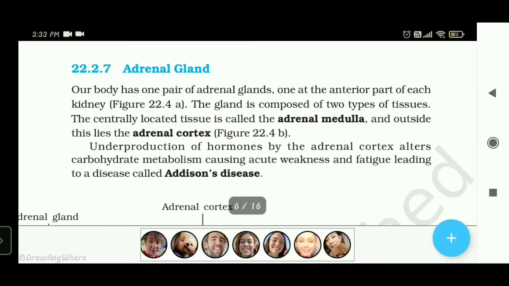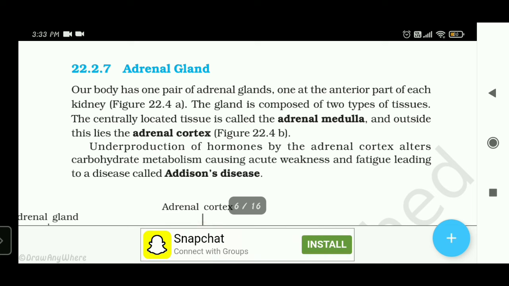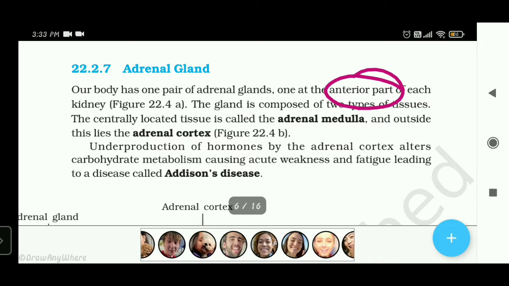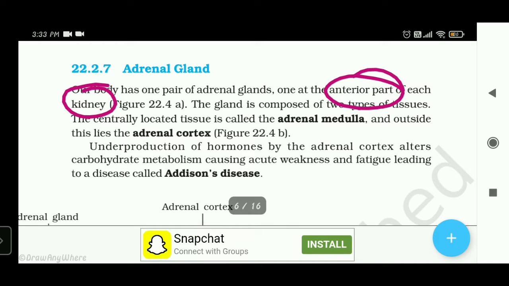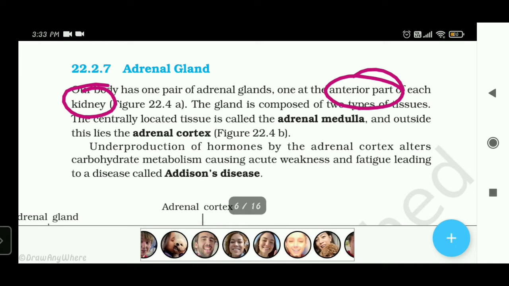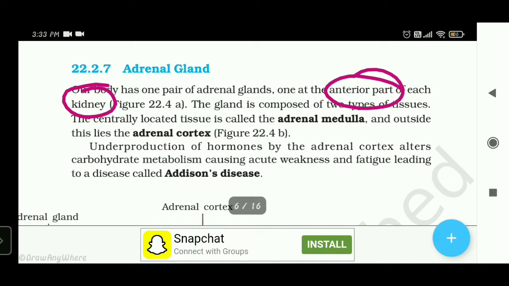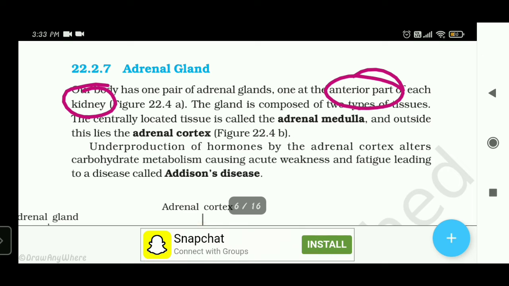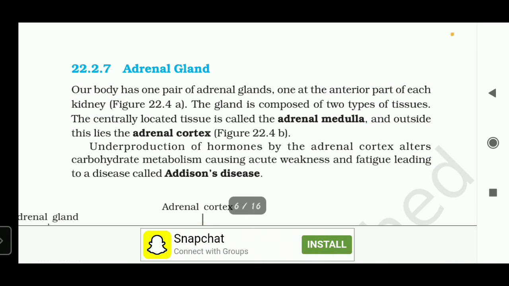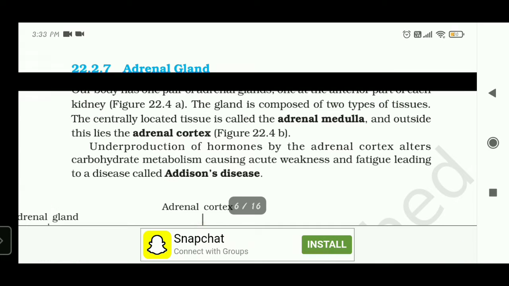Our body has one pair of adrenal glands. Each kidney will have one adrenal gland, and it is present at the anterior part of each kidney. And the gland is composed of two types of tissues.